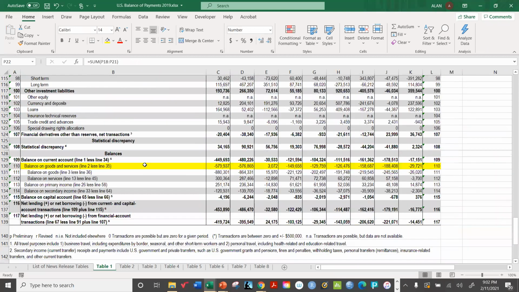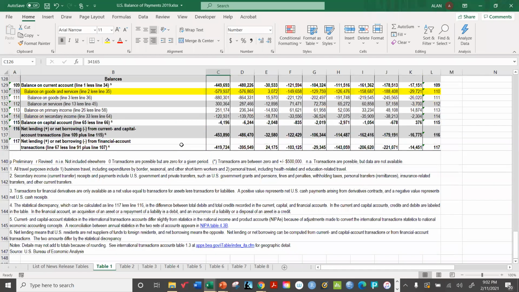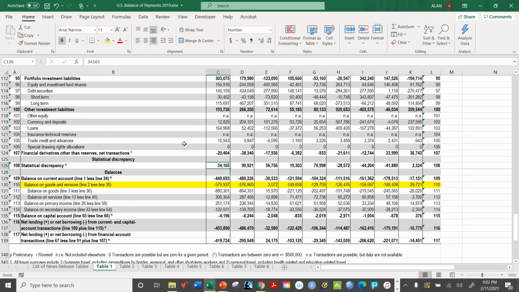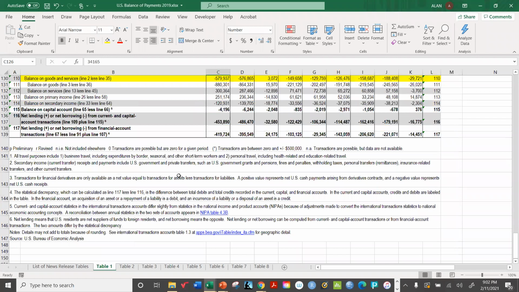Because the reality is, it's hard to gather this information, and frequently mistakes are made, or sometimes mistakes are made. And so this essentially is a recognition of errors that were made in the creation of these numbers. All right. And so that's why I said it was a fudge factor, which is designed to force these three accounts to add up to zero or as close to it as possible.